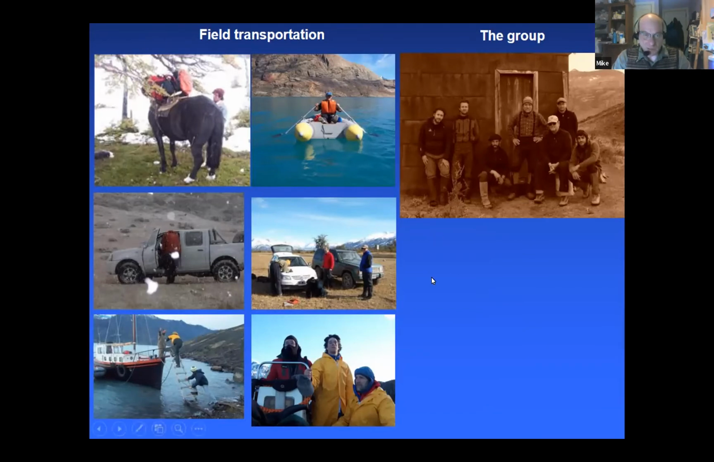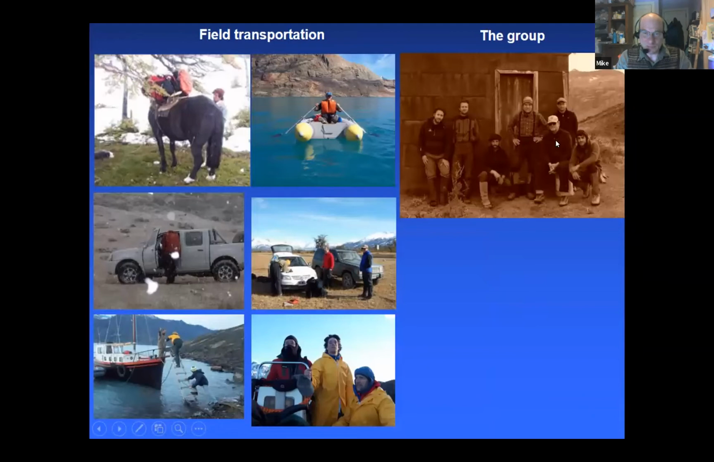In the more mountainous, remote areas of Patagonia, I've used everything from horses to boats. That's me in a little boat crossing a river before the wind picked up. We get stuck in snowstorms, like is happening today up here in Westchester County. Lots of boats. We do have some nice weather days.